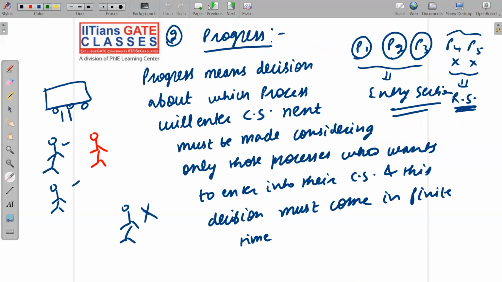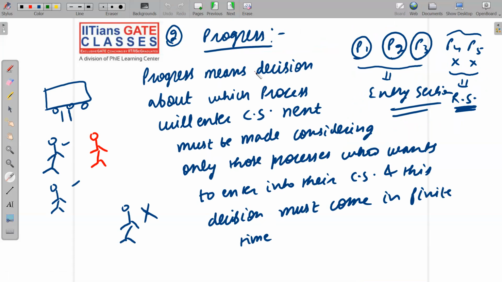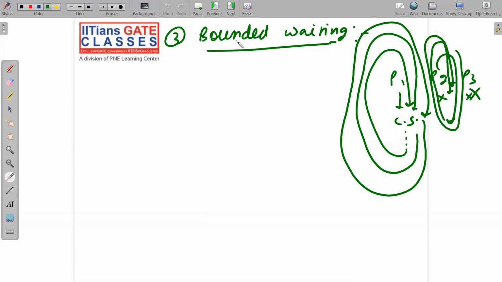Okay, so I have just given you the definition of mutual exclusion. Please try to follow it. Then progress. Please try to follow it. And how to check the progress and all, don't worry about that. I will tell you all these things when we study examples. Okay, and now I have given you the definition of bounded waiting. So let me write it properly. What exactly does bounded waiting mean?